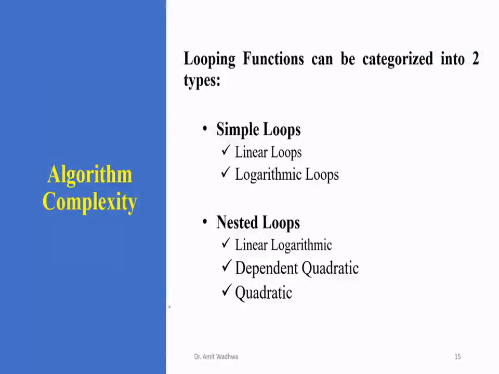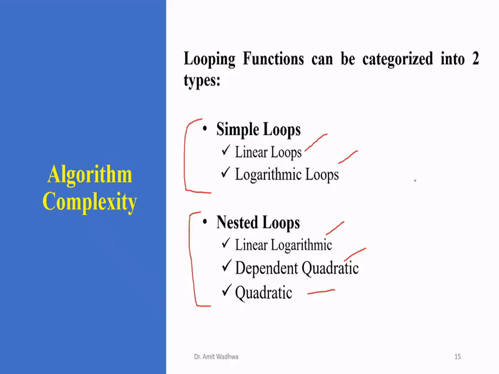So in case of looping functions, how we categorize the loop is the first thing in order to calculate the complexity based on the running time of an algorithm. First we can have linear loops, then we can have logarithmic loops. Then we have linear, logarithmic, dependent, quadratic and quadrated. These are basically categories of nested loops, like in matrix multiplication. And we can have simple and logarithmic loops.